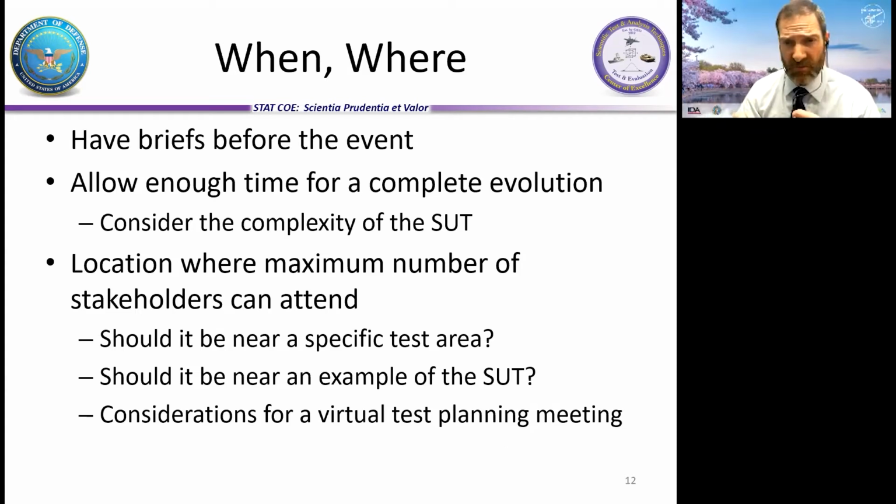Allow enough time to complete this evolution, and that's just obviously going to vary with the complexity of the system under test. Three days is about the longest I've seen it happen, and I've seen it go as short as a morning, but that was a very basic test.